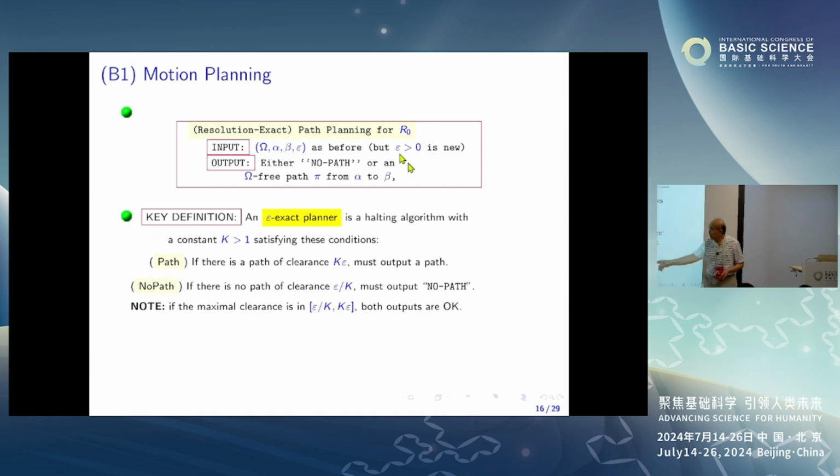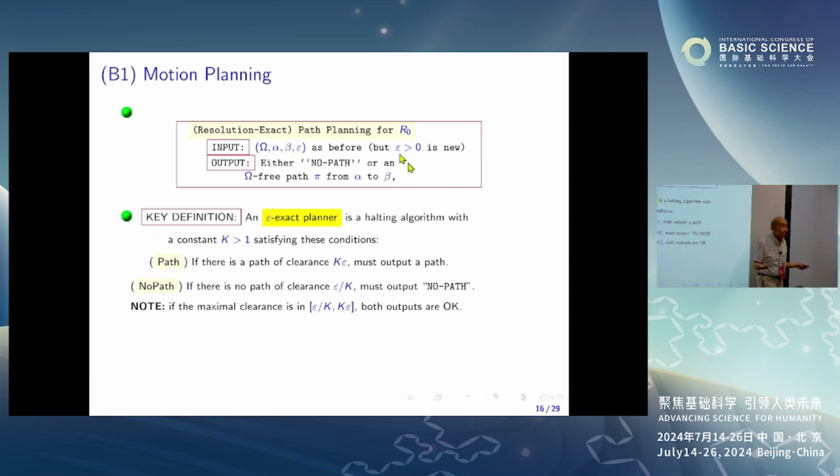The point is that if the clearance is between epsilon over 2 and 2 times epsilon, actually I don't care whether you output path or no path. Both are okay. Okay? If I'm concerned about it, I can change my epsilon. I can make it smaller, I can make it bigger to get a different answer. So this is the concept of resolution exactness. And you can already see this will now break out of the zero problem. We don't have to decide zero to solve this problem.